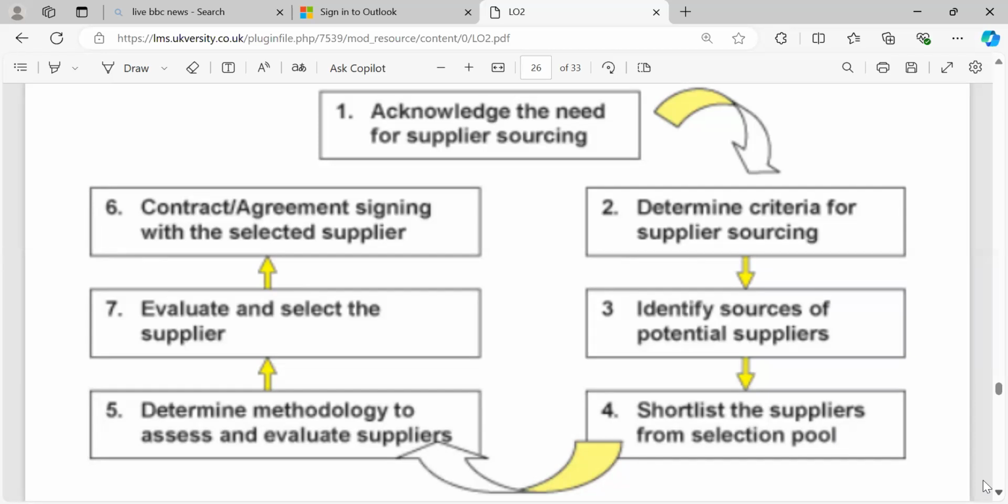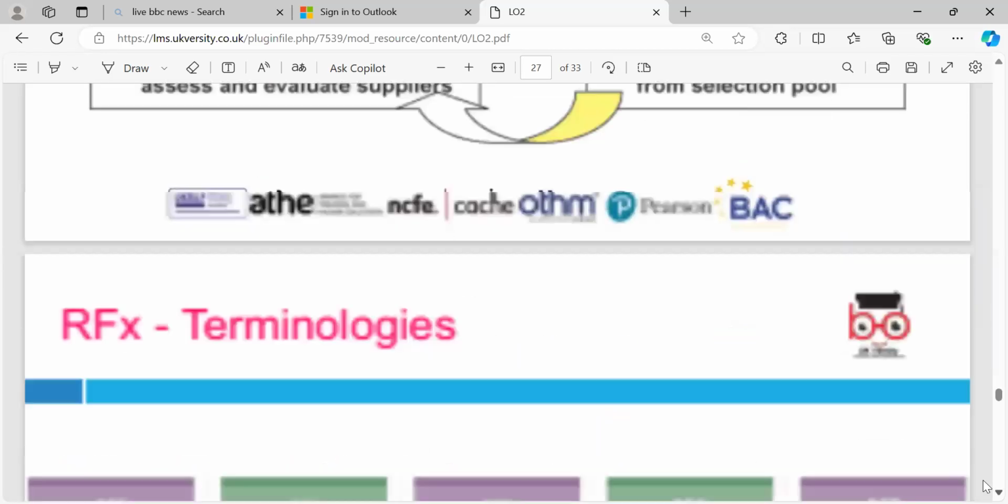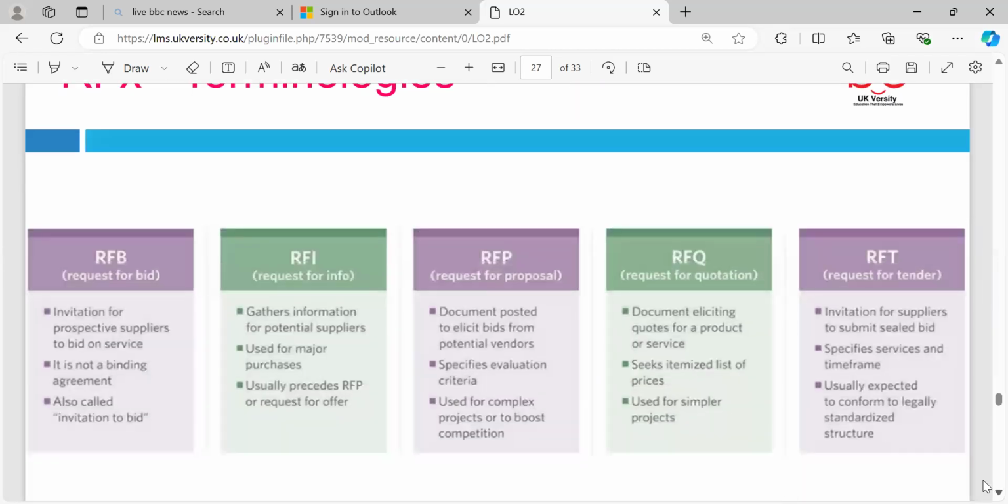So first they need to be registered, if they meet the criteria, on your supplier list, and from the supplier list we can pick. Determine the methodology, assess and evaluate the suppliers, evaluate the selected supplier, and contract the agreement with the selected supplier. Then the RFQ: request for bid, an invitation to prospective suppliers to bid for services. RFI, request for information, gathers information from potential suppliers for major purchases.